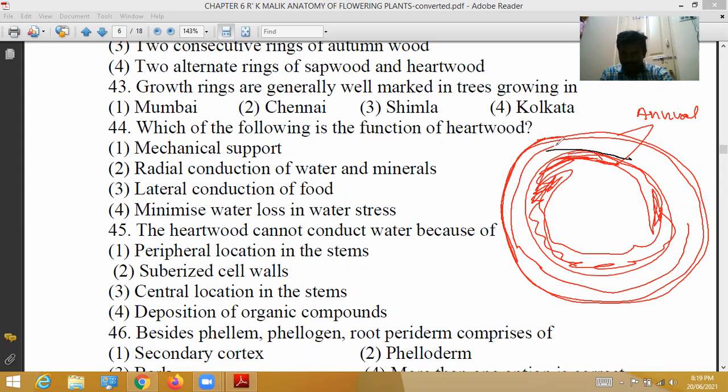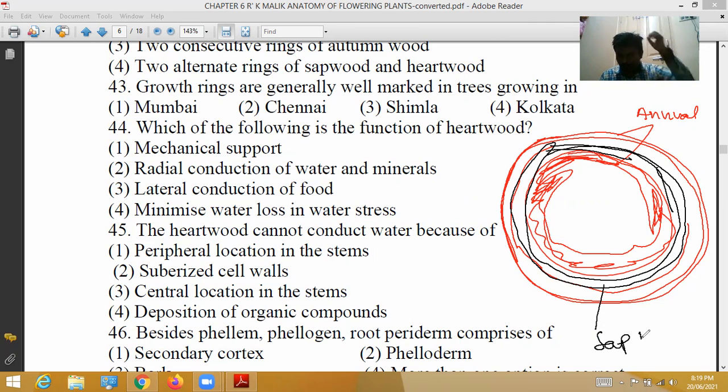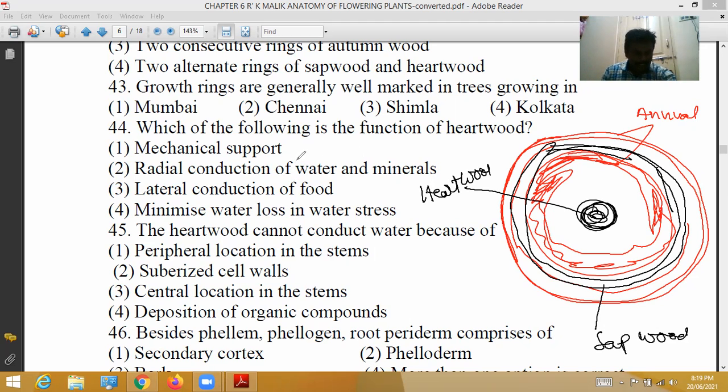This is sapwood. Okay, so the centermost part is called heartwood. So, which of the following is the function of heartwood? The first option is mechanical support.